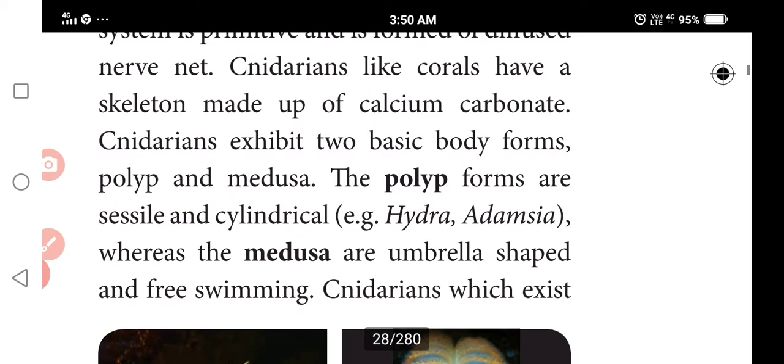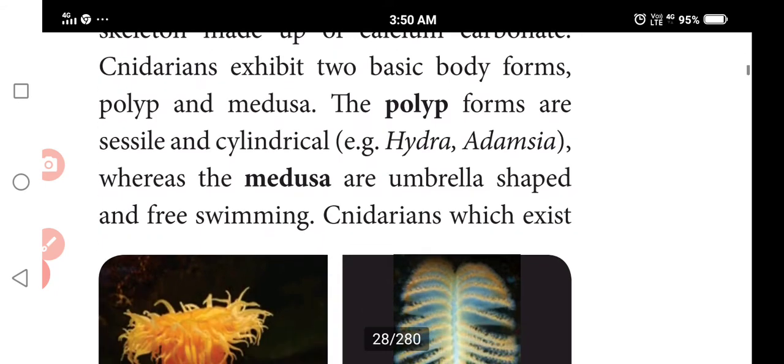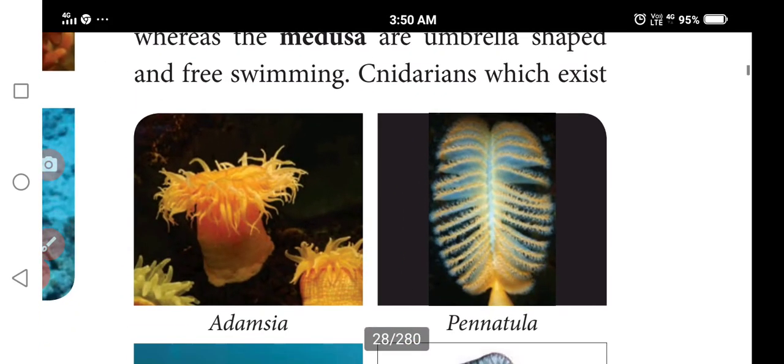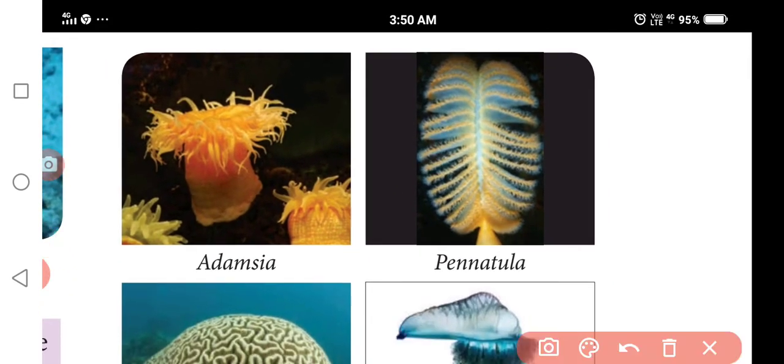Next, Cnidarians like corals have a skeleton. The body is made up of calcium, and two body forms are here: polyp and medusa. Polyp means cylindrical in nature. Polyp produces a medusa asexually, and medusa forms a polyp sexually. Polyp represents asexual reproduction.